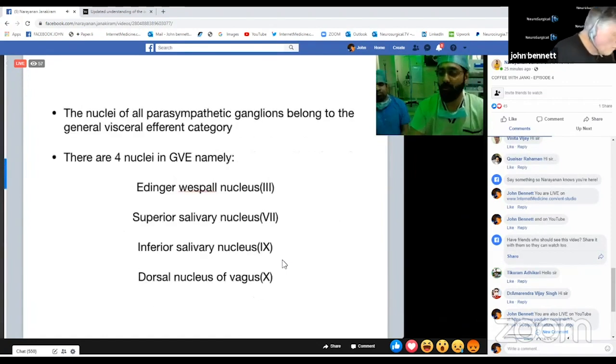Well, the nuclei of the parasympathetic ganglia belong to the general visceral efferent category. There are four nuclei in general visceral efferent, namely the Edinger-Westphal nucleus of the third. You can have a short note on the Edinger-Westphal nucleus alone, so please remember that. Second is the superior salivatory nucleus, third, that is the seventh. The ninth gives the inferior salivatory nucleus, and the dorsal nucleus of vagus is the 10th nerve.